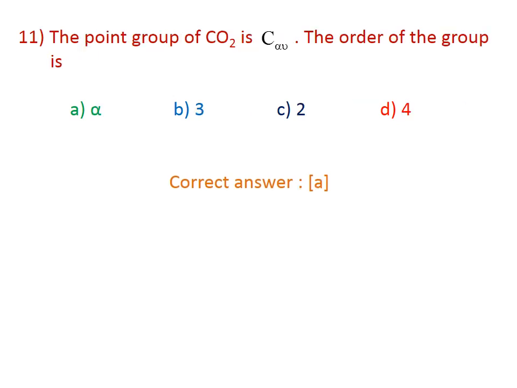Question 11. The point group of CO2 is C infinity V. The order of the group is here. The correct answer is A, infinity. The order of the group is infinity for this molecule.